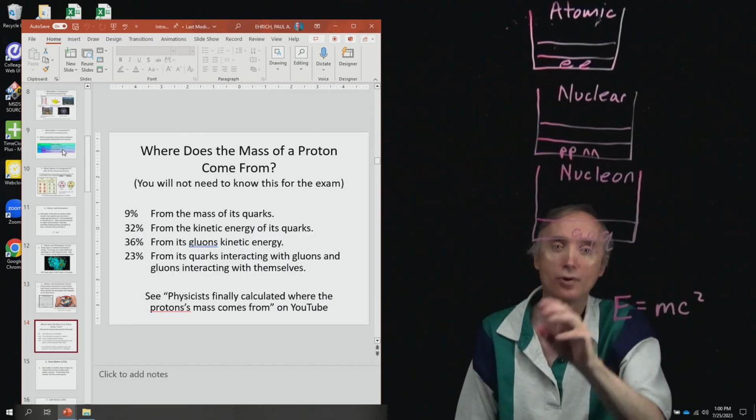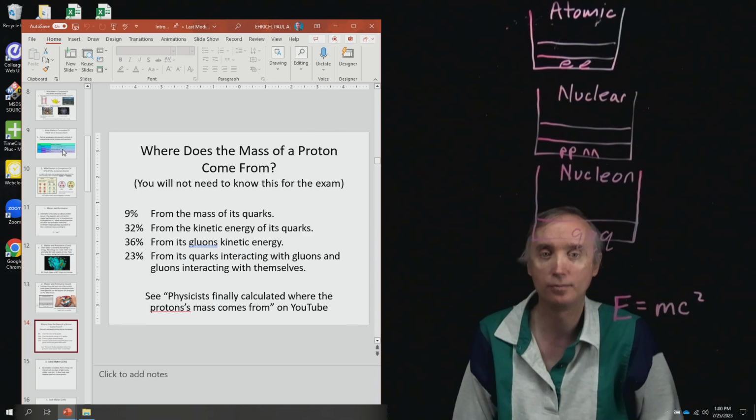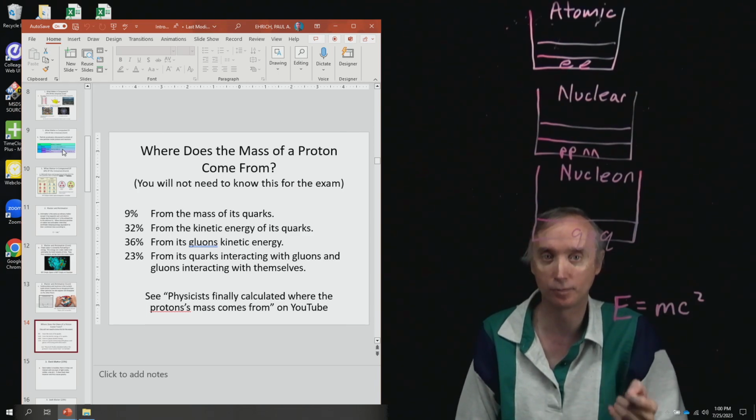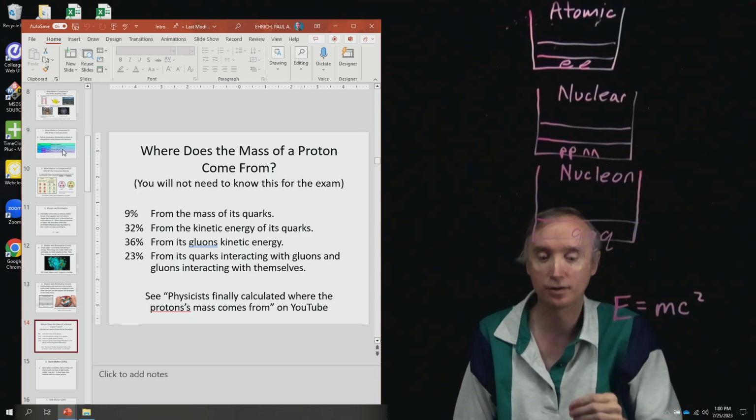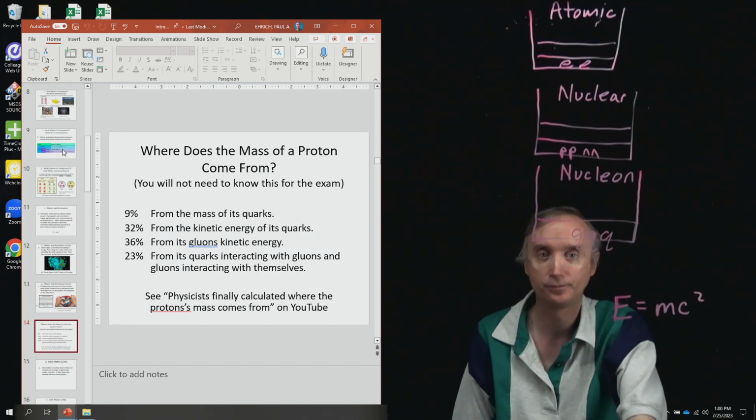Okay, and then don't worry about this, talking about where the mass of a proton comes from. So that's not going to be on the exam.